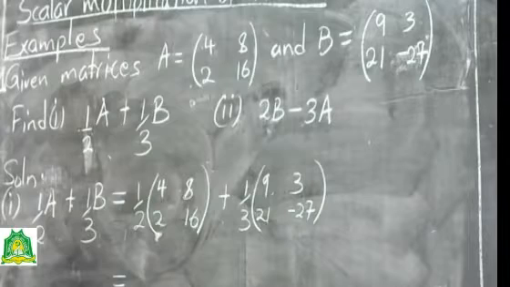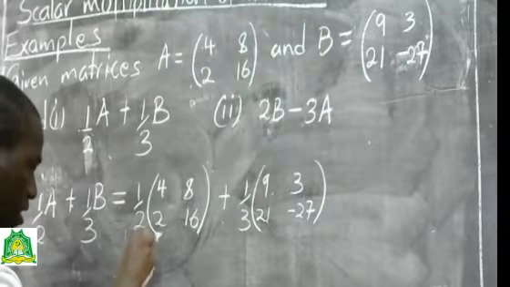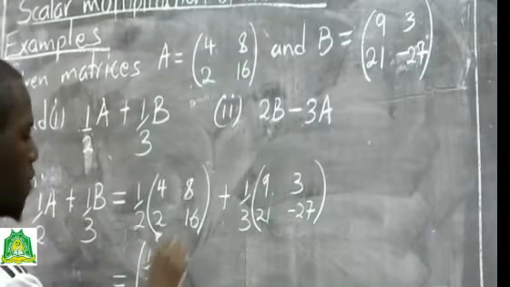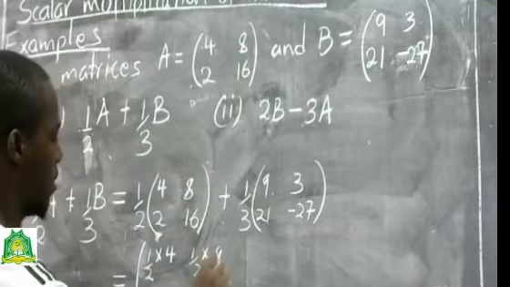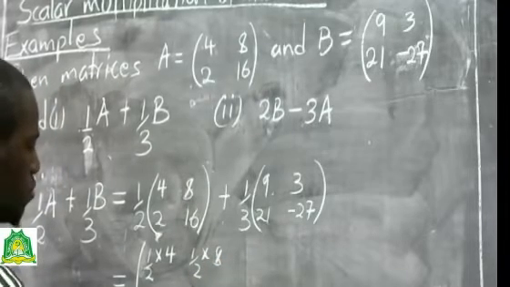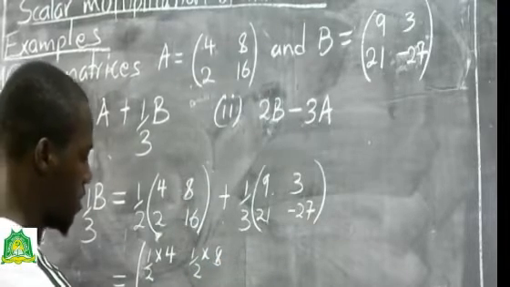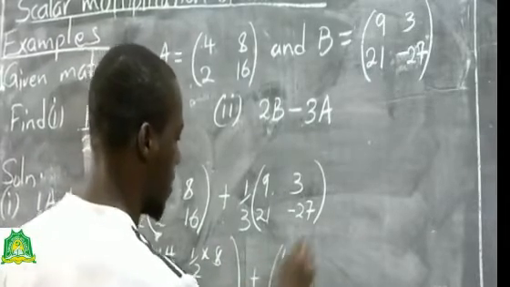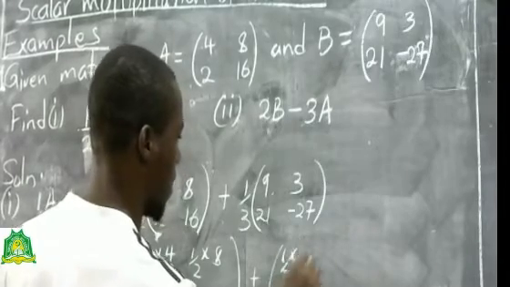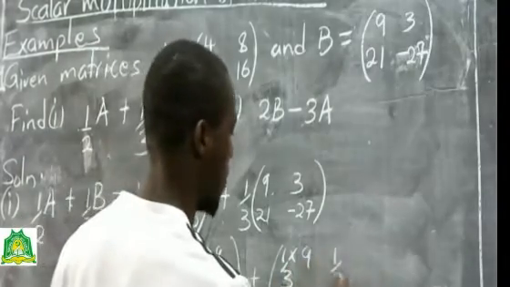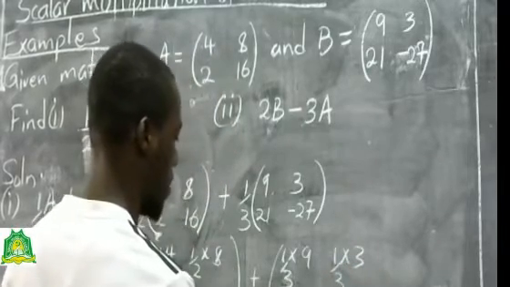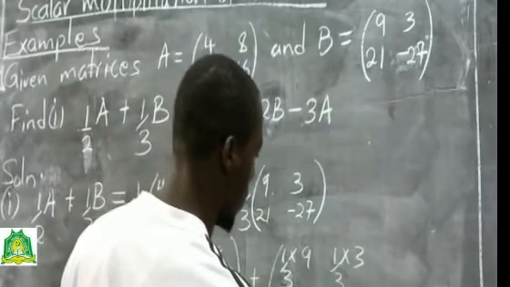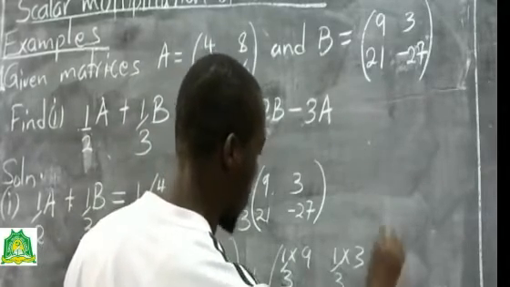Then when I start multiplying the scalar, we say the scalar is going to multiply whichever element is inside. So this is a half times 4, a half times 8, a half times 2, then a half times 16, plus a third times 9, a third times 3, a third times 21, then a third times negative 27.